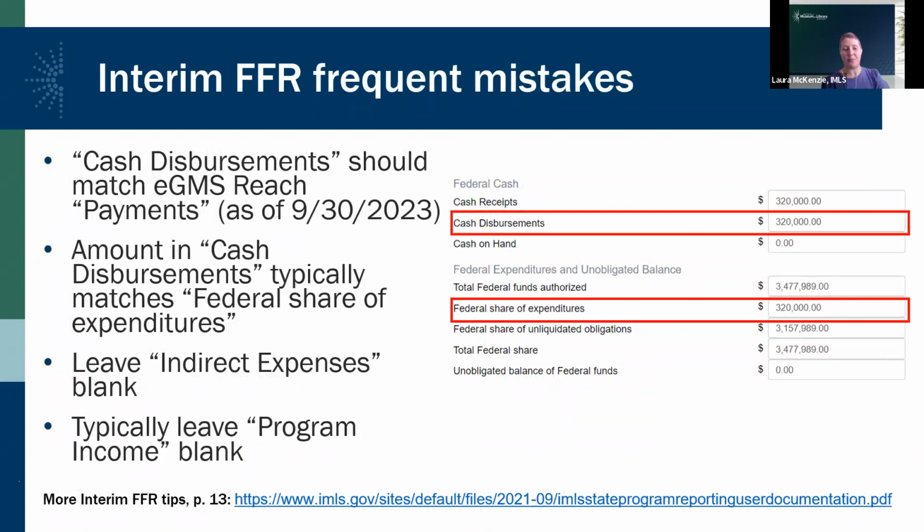And again, as I mentioned before, in recent years, we've been returning a lot of interim FFRs. And so we wanted to just highlight some of the most common issues we've seen. Cash disbursements should match EGMS Reach payments as of September 30th, 2023. And the amount in cash disbursements typically matches the federal share of expenditures. You'll want to leave indirect expenses blank, and you will also typically leave program income blank. We've also included a link here at the bottom of this slide if you want to see more tips.